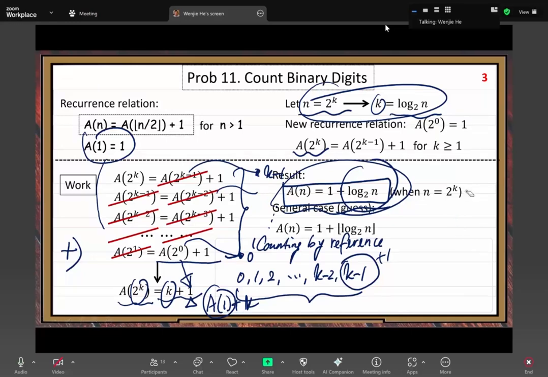Our formula, this formula, is only true for the special case where n is a power of 2. For the general case, it's not true. Our goal is to move to the general case. But how do we go from a special case to the general case?